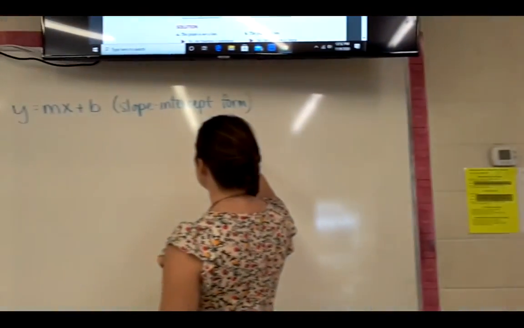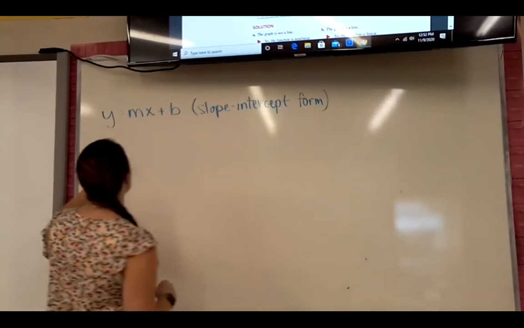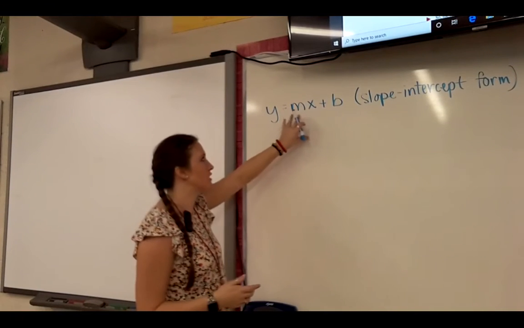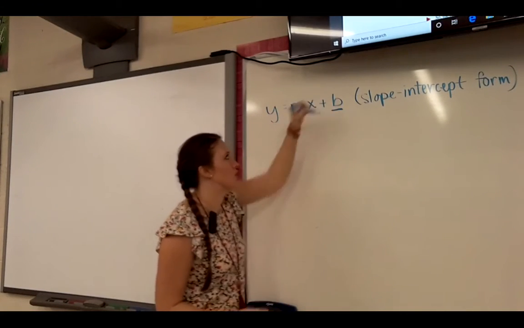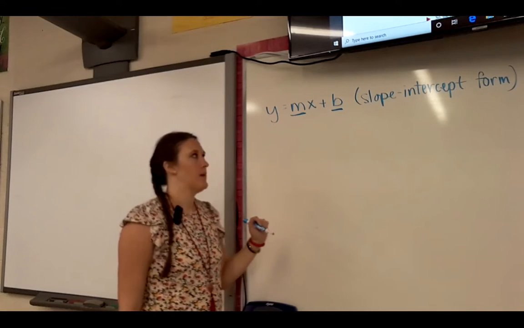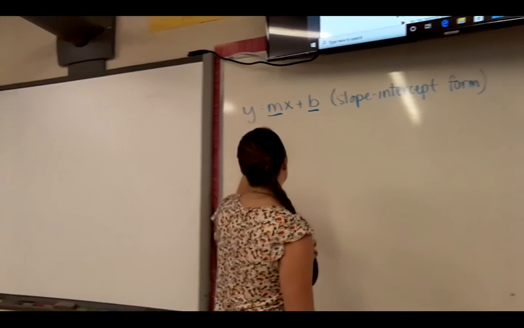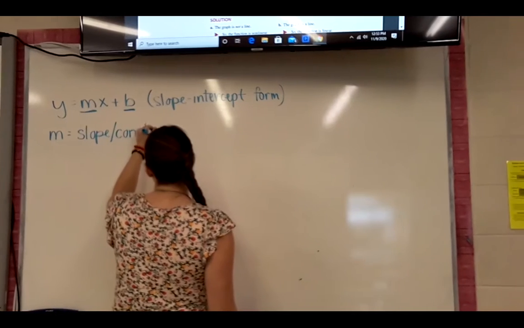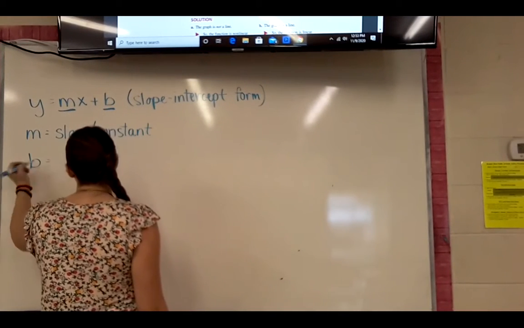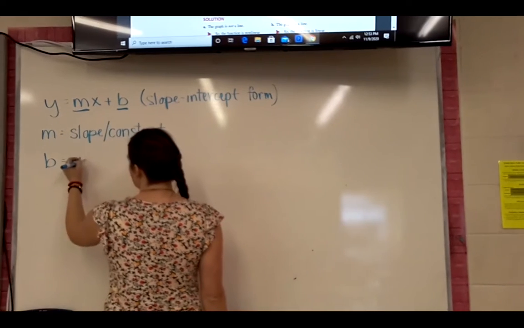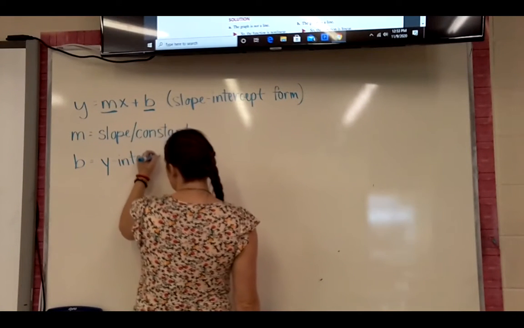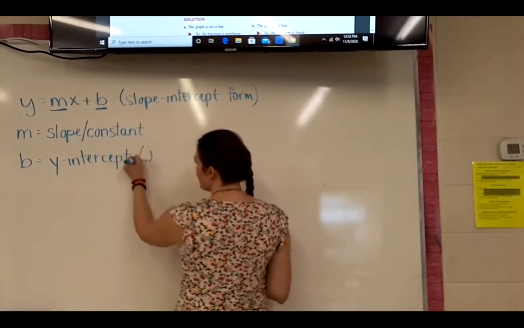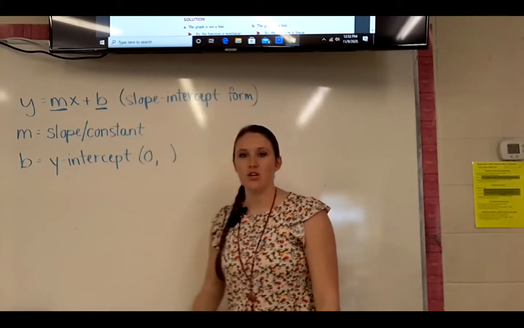Okay, so that is slope-intercept form. Now we're going to talk about what that means. So y and x will not change. Those are part of the equation. So the only things that are actually really numbers are m and b. M represents your slope or your constant. B is called your y-intercept. Y-intercept, excuse me, is on the y-axis. That's actually a point where your x is always 0 and y is some number, but it's on the y-axis.